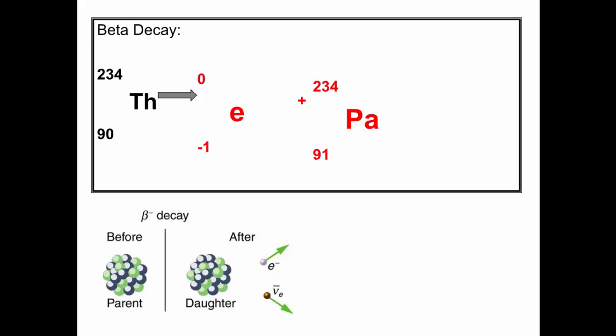So the atomic mass, does it change? No, but the atomic number does. It goes up 1 because a neutron was converted into a proton. So after beta decay, we end up again with a new element. What is the name of this element? Protactinium.